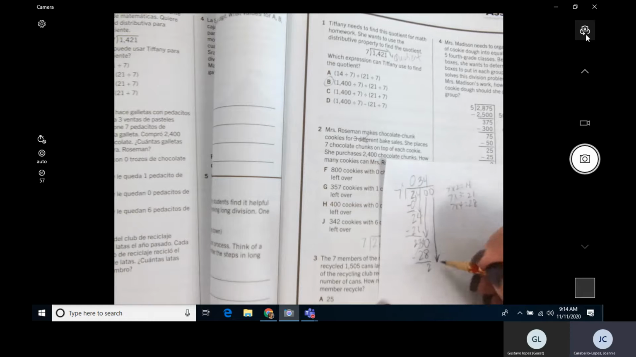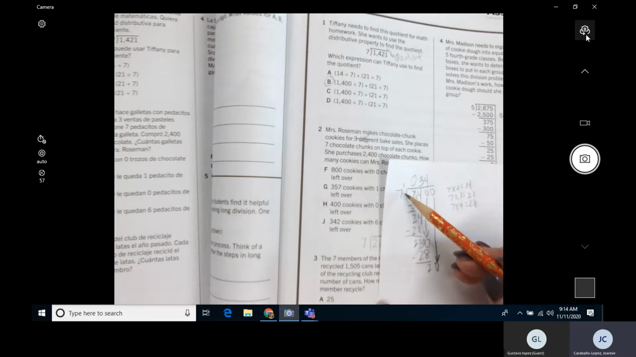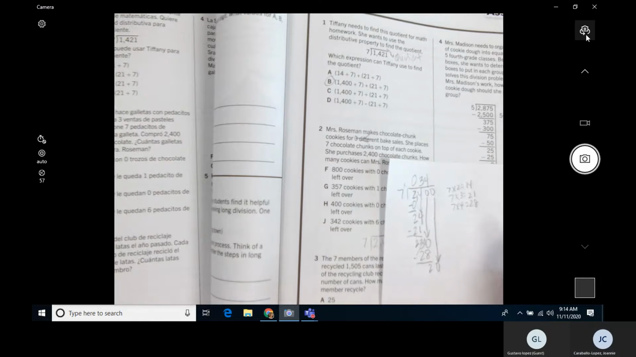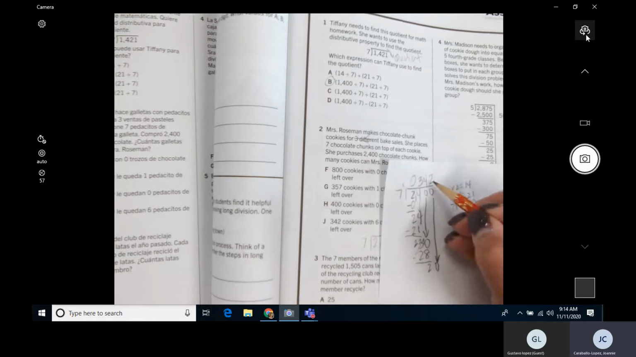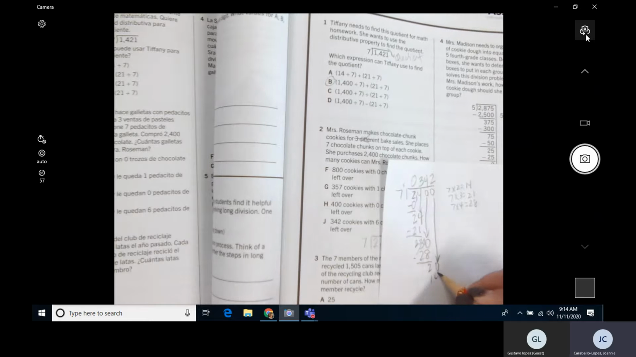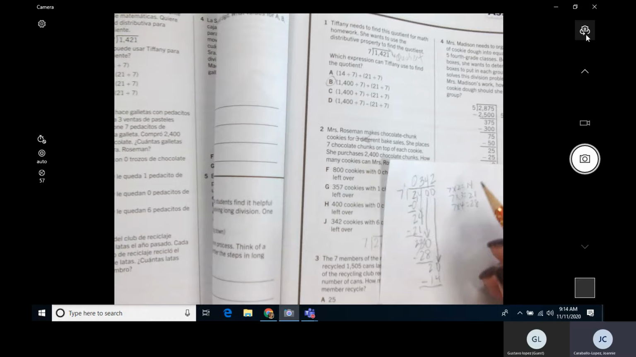Voy a bajar ahora el 0 y ahora, ¿qué número en la tabla del 7 yo puedo multiplicar por 7 que me dé un número cerca al 20 pero no mayor? What multiple of 7 can I multiply times 7 that will give me a number close to 20 but not greater than? Brayden. So 7 times 2, excellent. 7 times 2 is 14. And then I'm going to subtract.